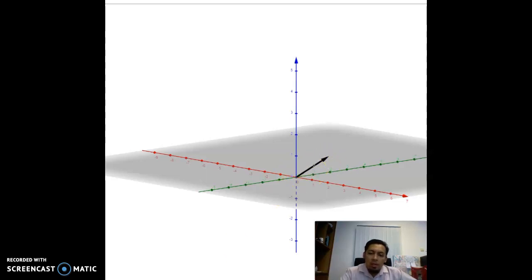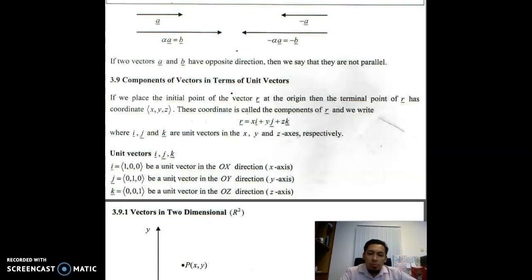For i, the unit vector is 1, 0, 0, of course, because x is 1. And for j, y is 1. For k, z is 1. So hence you will get the magnitude of 1. So that is for the unit vector. We are going to discuss it further later, where you need to convert your vector into a unit vector.